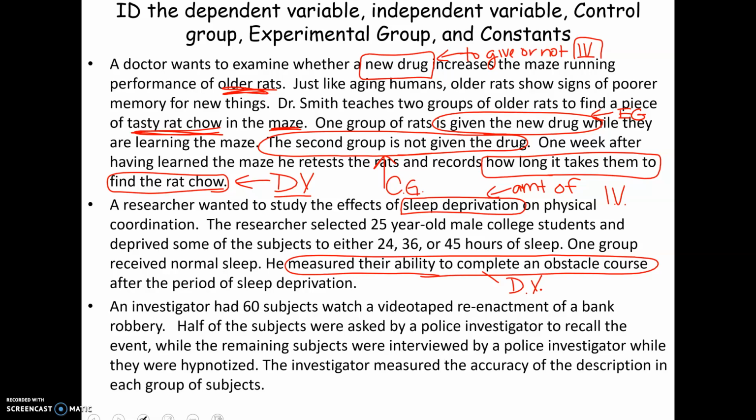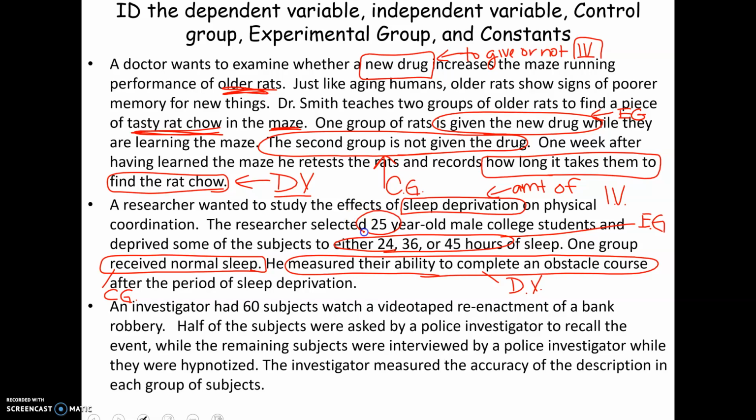Our control group would be these people, the ones that got normal sleep. They are unaffected, and they're going to give us a baseline of how quickly somebody could complete the obstacle course under normal conditions. And then our experimental group would be all of these people. I'll just put EG, our experimental group, because they're all being deprived of different amounts of sleep. And then finally, our controlled variables, things that we would want to be the same.